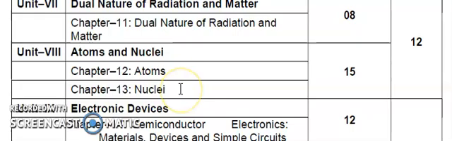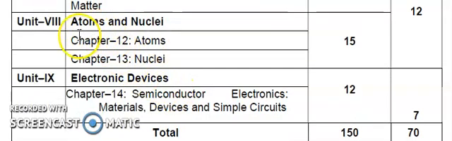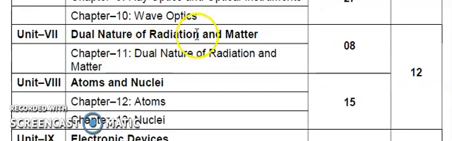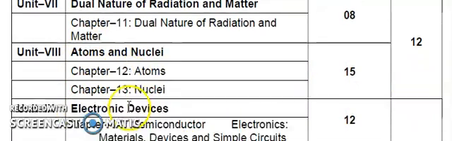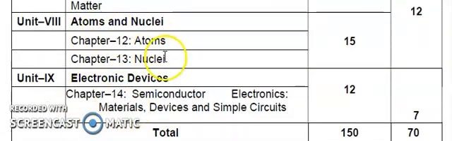Next, we are going to proceed to nuclear physics, unit number 8, and also unit 7. You can see units 7 and 8 together are given 12 marks weightage. Unit number 8 consists of two chapters: atoms, chapter 12, and nuclei, chapter 13. Atoms covers the design of the atom, its properties, its constituents, the fundamental particles of the atom, and atomic behavior.